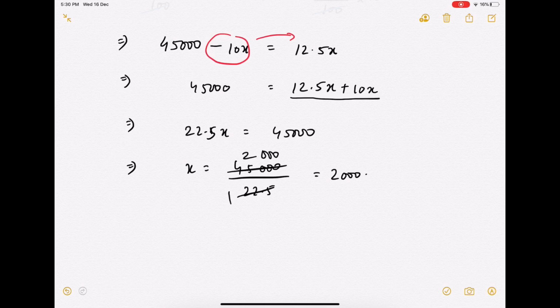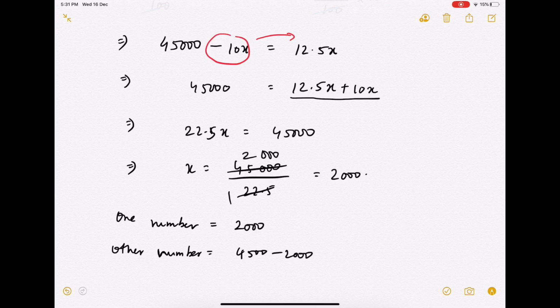Therefore, one number is 2000 and the other number is 4,500 minus 2,000. That gives me 2,500. So these are the two numbers which are required. If you want to verify your answer, you can take these two numbers and then check the conditions individually. You should see that it satisfies the condition.